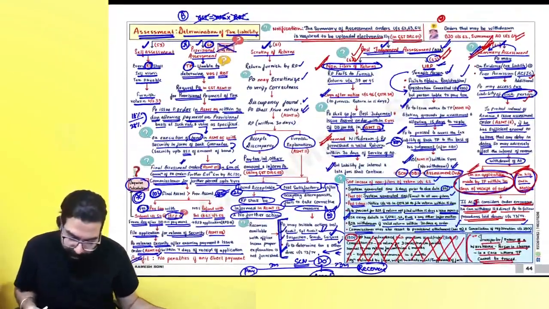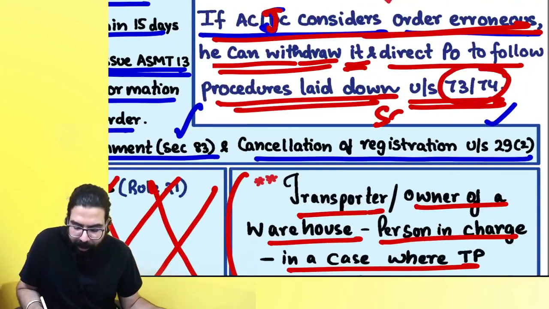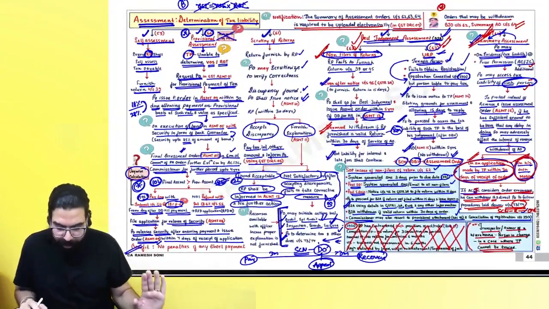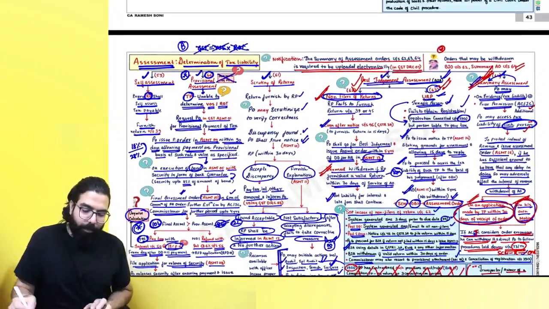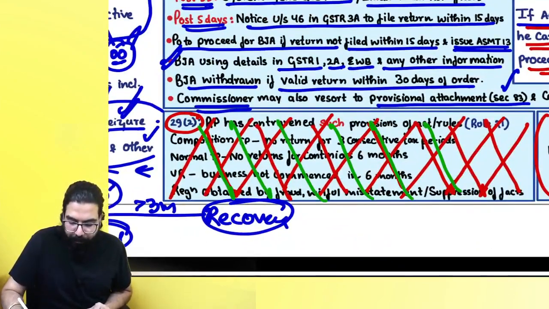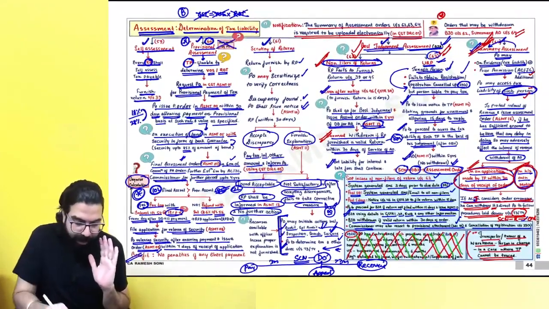I hope everyone is clear. Yes, sir. Basically, follow the procedure laid in 73, 74: show cause notice, representation, and then demand order. Okay, sir. Point is clear. Let's go ahead. The only thing which I feel you have to take care of is 29(2) to be referred from your registration chapter. Done, sir. Point is clear.